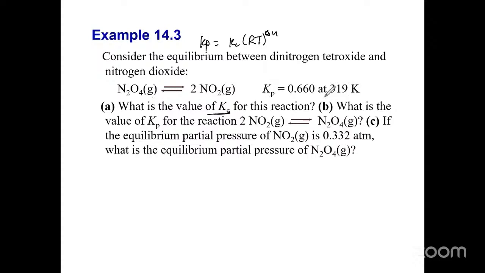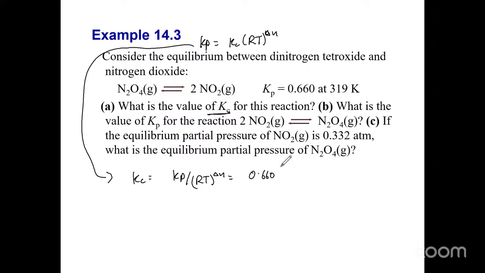They give you the reaction and they give you the KP value. So based on this expression here, we can rearrange it to get KC is equal to KP divided by RT raised to the delta N, right? Now the KP value is given as 0.660 divided by RT. R is 0.0821 times T, which is 319 Kelvin, that's given. And this part here would be raised to delta N.